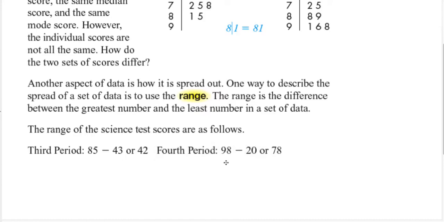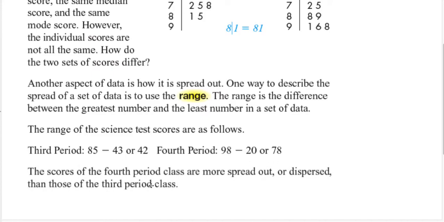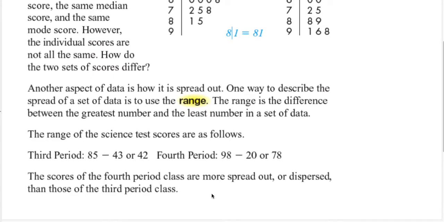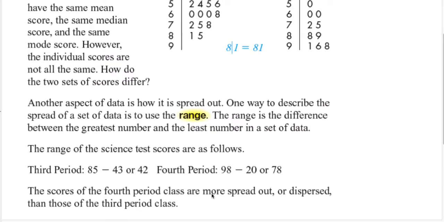For the fourth period, the greatest number is 98 and the least number is 20. So the range is 78. The scores for the fourth period class are more spread out or dispersed than those of the third period class. And that's how you use range to be able to interpret information from your set of data.